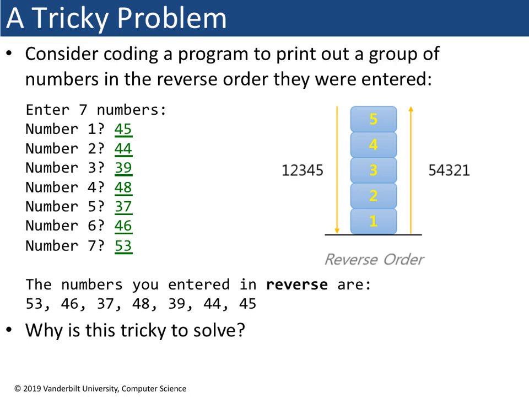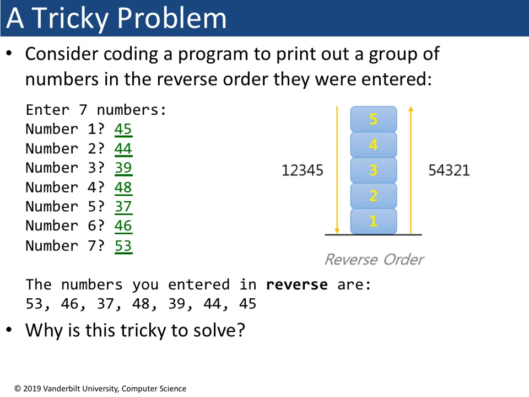So consider this problem. Someone attempts to type in 7 integers in a row, and after they're done typing in each integer, we want to print out the 7 integers in reverse order, starting with the most recent one typed in, and so forth, back to the first number that they typed. How will we go about this programmatically?